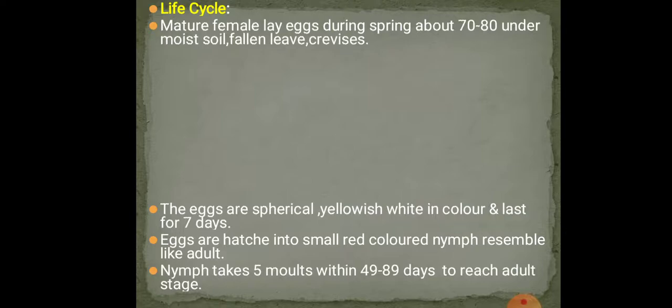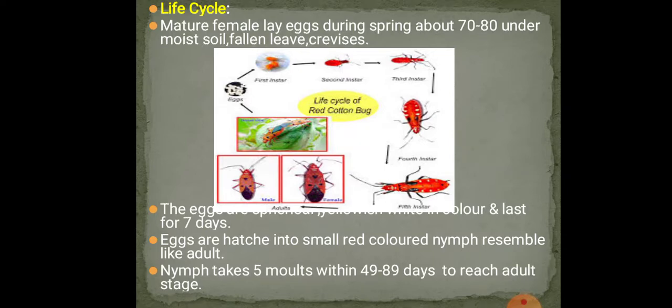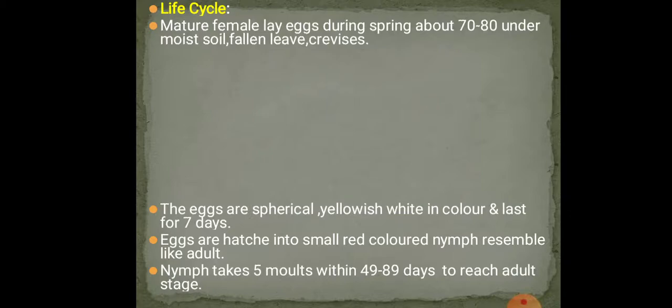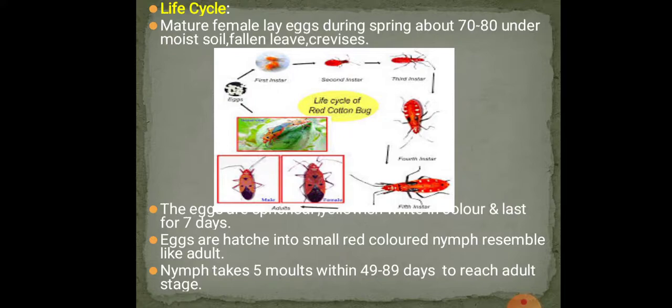The mature female lays about 70 to 80 eggs during the spring under moist soil, fallen leaves or crevices. The eggs are spherical and yellowish white in color and last for 7 days. The egg hatches into a small red nymph that resembles the adult. The nymph takes 5 molts within 49 to 89 days to reach the adult stage.